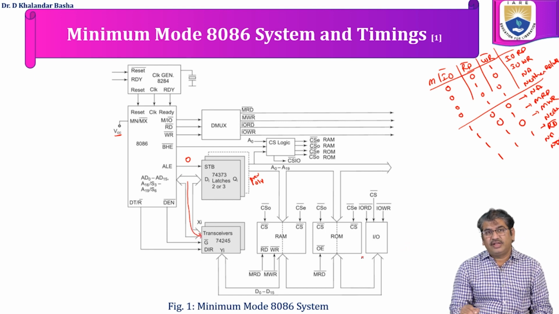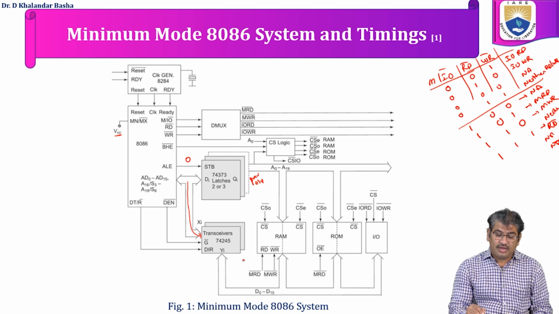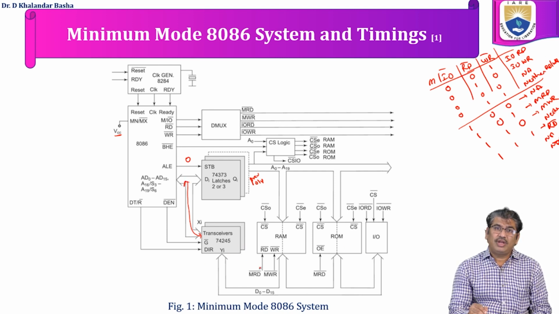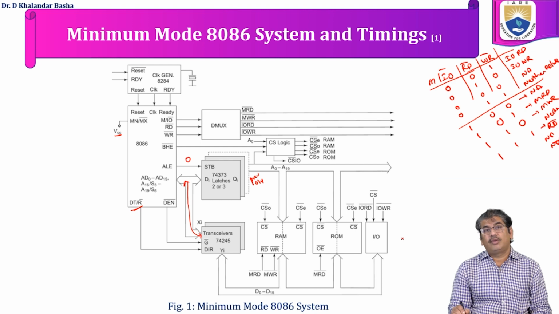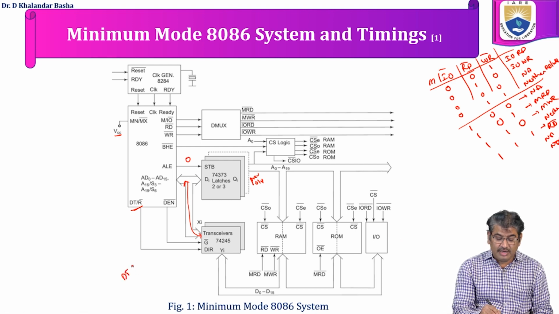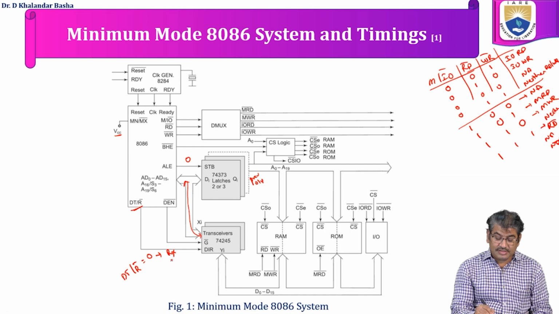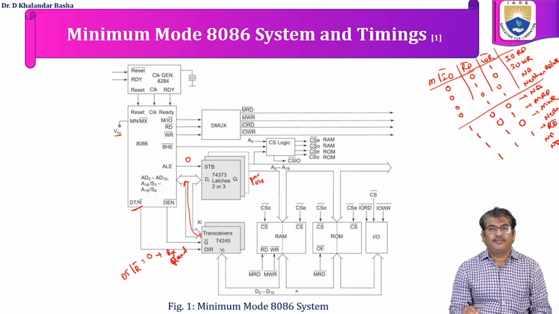Through this transceiver, the data will be given to the memory or I/O devices, or received from the memory or I/O devices, depending upon DT/R bar, which is data transmit or receive. When DT/R bar is equal to 0, it indicates receive. That means the operation which is going to be performed is a read operation.